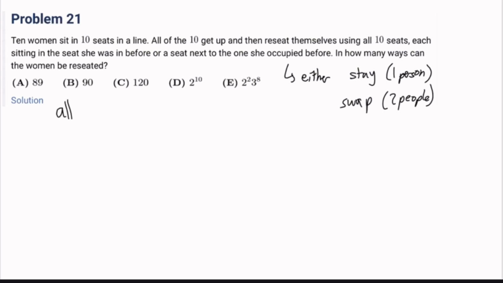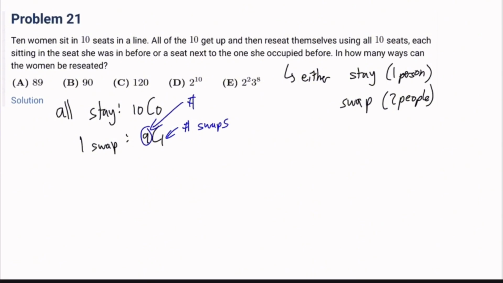And so if all the women stay at their seats, that means we have 0 people who swap, right? So that's just 10 choose 0, because 10 is the number of stays plus the number of swaps. And with 1 swap, that will give us 9 choose 1, because we have 1 swap. This 9 is the number of stays plus the number of swaps, right? So we have 8 stay and 1 swap, because 1 swap takes up 2 people. So we have 9 stays plus swaps, and then we have 1 swap.